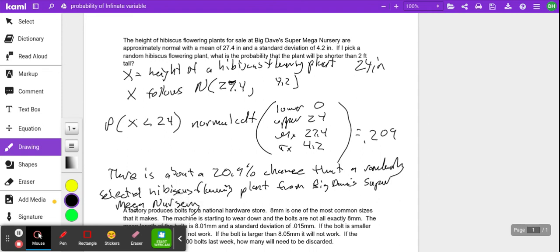Okay, and you can't skip that. It's not all plants. It's the plants at Big Dave's Super Mega Nursery that we're selecting from. So it absolutely makes a difference. So there's about a 20.9% chance that a randomly selected hibiscus flowering plant from Big Dave's Super Mega Nursery will be shorter than 2 feet. And again, if you put 24 inches there, I don't think that would make any difference.